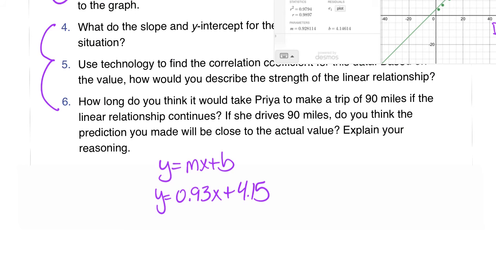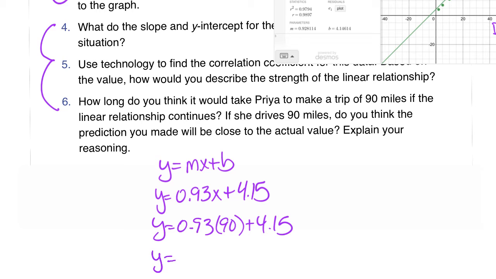For number 6, now we're going to be using the model that we created to make a prediction. So I start out with this y equals mx plus b. I can find the slope and the y-intercept from the information from Desmos. And we want to know, how long do you think it would take Priya to make a trip of 90 miles if the relationship continues? Remember, the x-axis was measuring distance, so I'm going to put in my 90 miles for x. And then the y value is telling me how long that's going to take. So using my equation here, I can figure out the value for y.